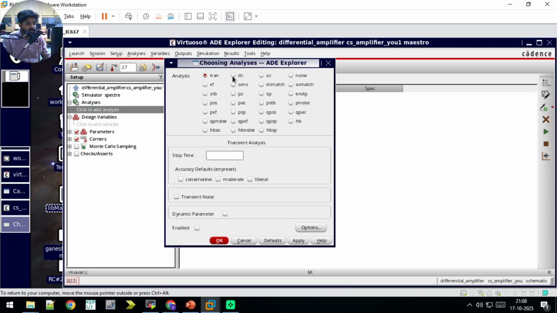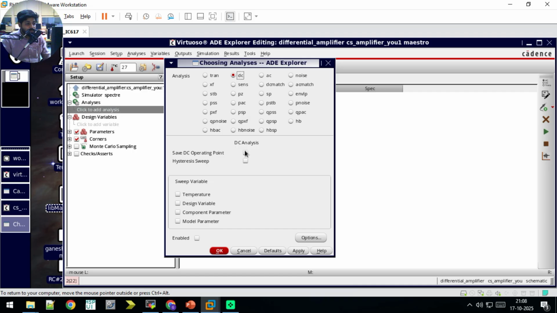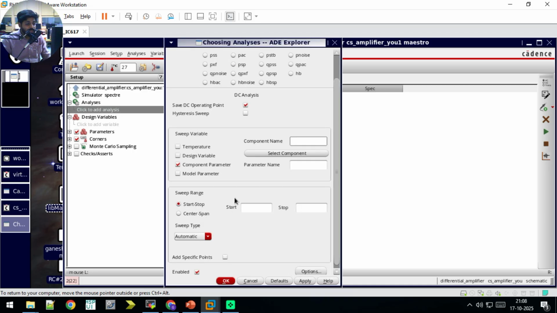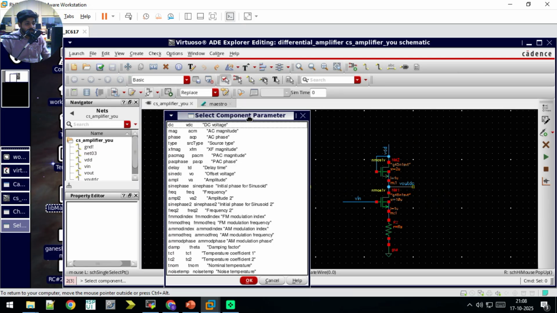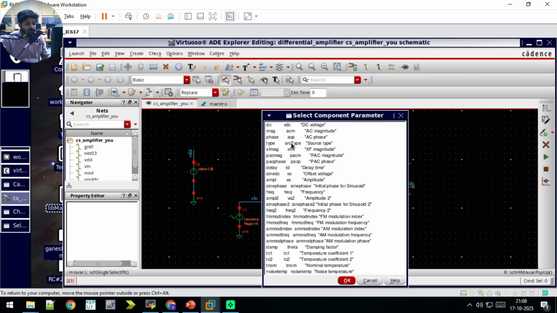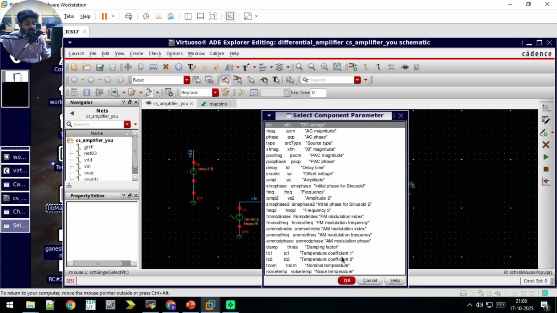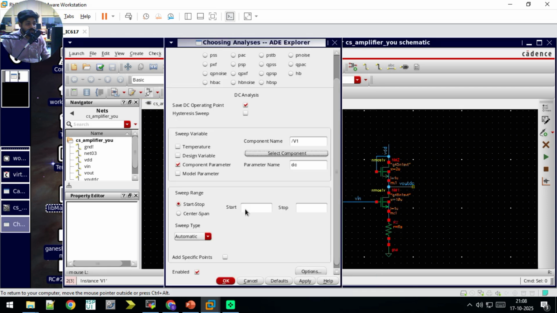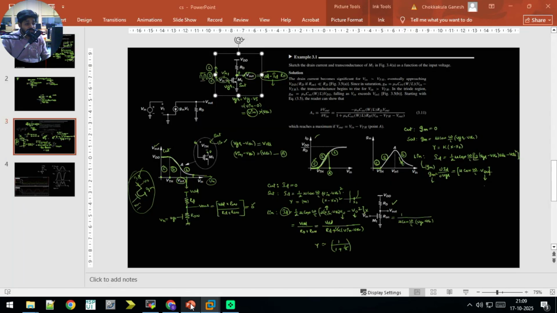Let me select the analysis type as DC. Let me save the operating point. Let me take the component sweep variable from the input of this one, the DC voltage that I will be changing over here from 0 voltage to 1.8.